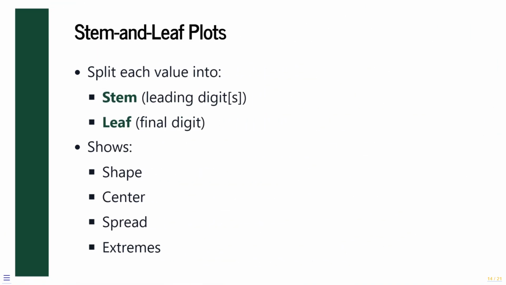A stem and leaf plot is a simple display for quantitative data that preserves the original numerical values while providing a visual summary of the distribution. Each observation is split into 2 parts: a stem, consisting of the leading digits, and a leaf, consisting of the final digit. The stems are listed in increasing order in a column, and the leaves corresponding to each stem are written to the right.